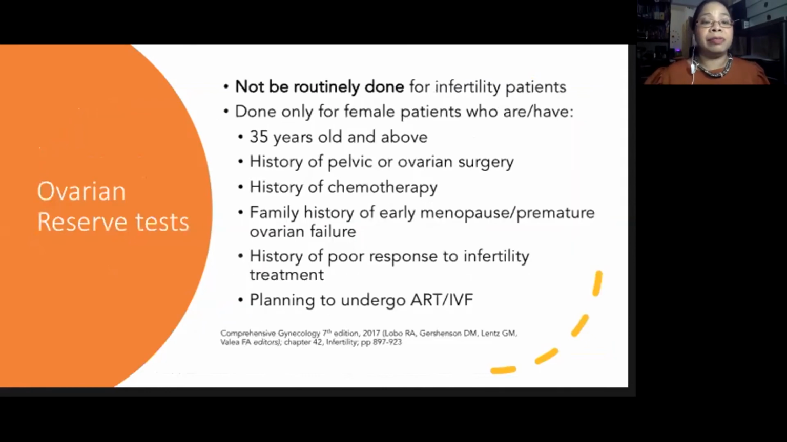Ovarian reserve tests should not be routinely done for all infertility patients, and they should be done only for female patients who have the following conditions: those who are 35 years old and above, patients with a history of pelvic or ovarian surgery, history of chemotherapy, family history of early menopause or premature ovarian failure, history of poor response to infertility treatment, or those patients who are planning to undergo ART or IVF.